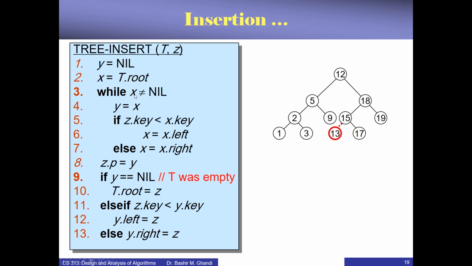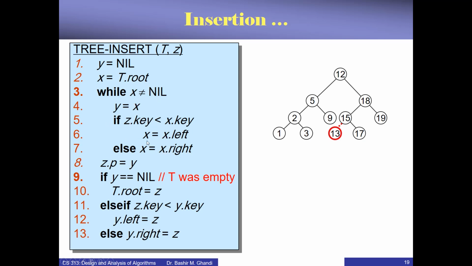Then we start a loop as long as x is not nil, and all we shall be doing in the loop, first of all, update y to be equal to the current value of x, and then update x to be either x dot left or x dot right, depending on how z dot key compares with x dot key. So if the key we are inserting is less than x dot key, then we're going to do the insertion on the left. So x becomes x dot left. On the other hand, if what we are inserting is greater, then x becomes x dot right.